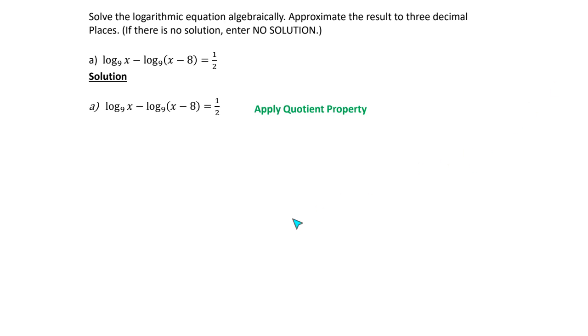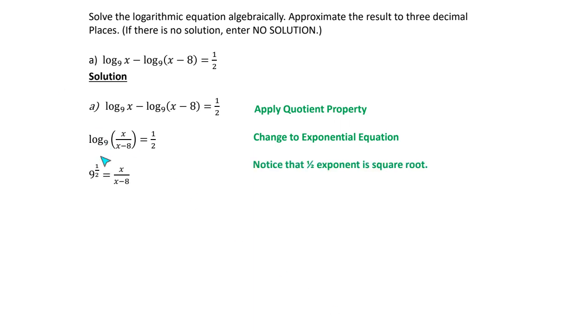Okay, let's try one more. So here I have two logs with the same base, so they're being subtracted, so I can combine them by division using the quotient rule. So I have x divided by x minus 8 is equal to half. We're going to change it to exponential form.